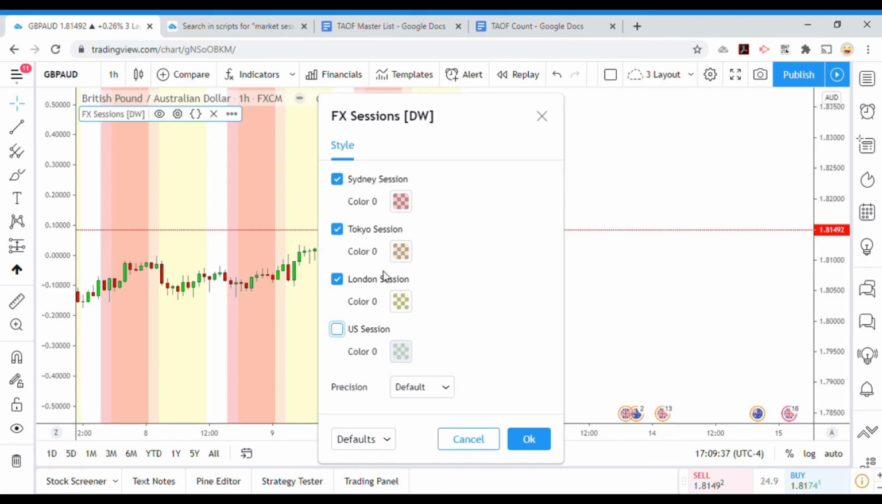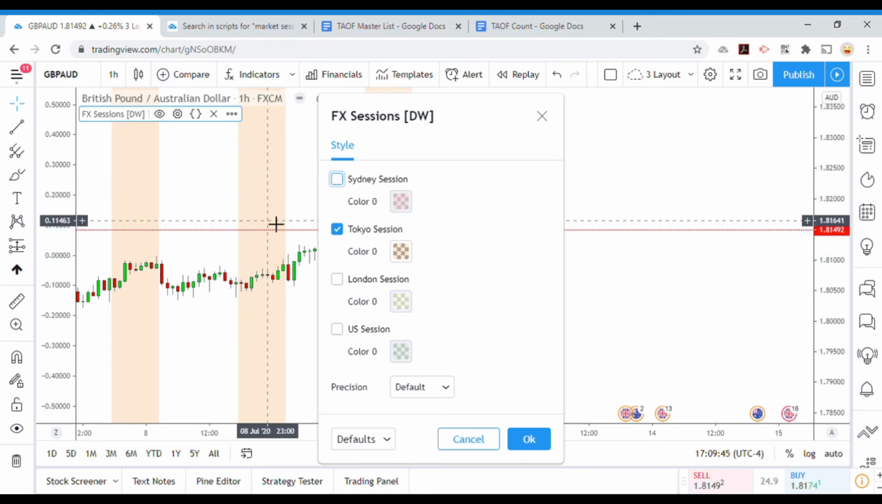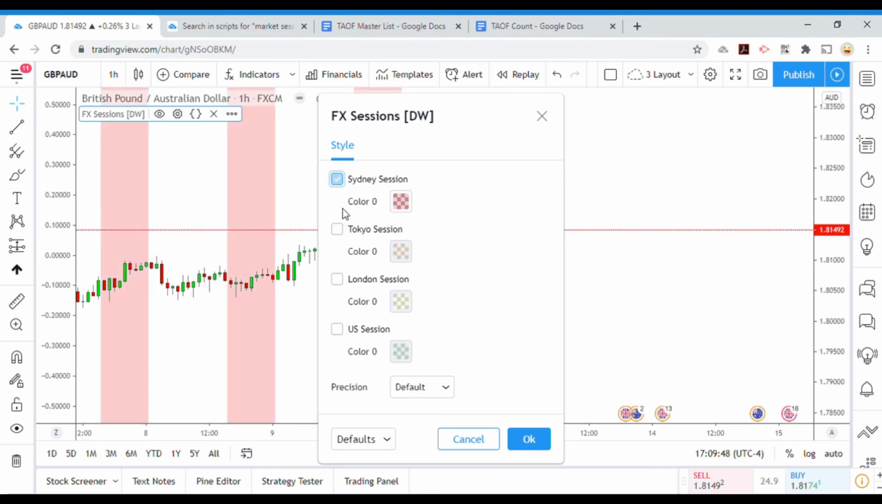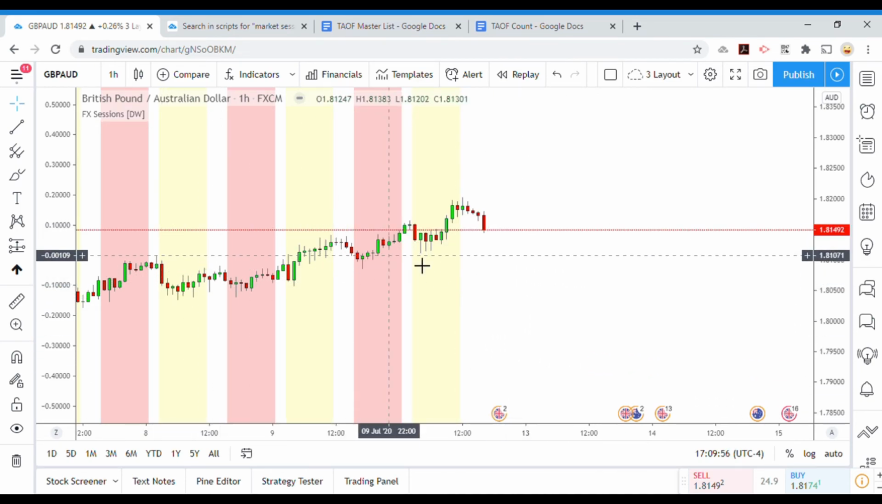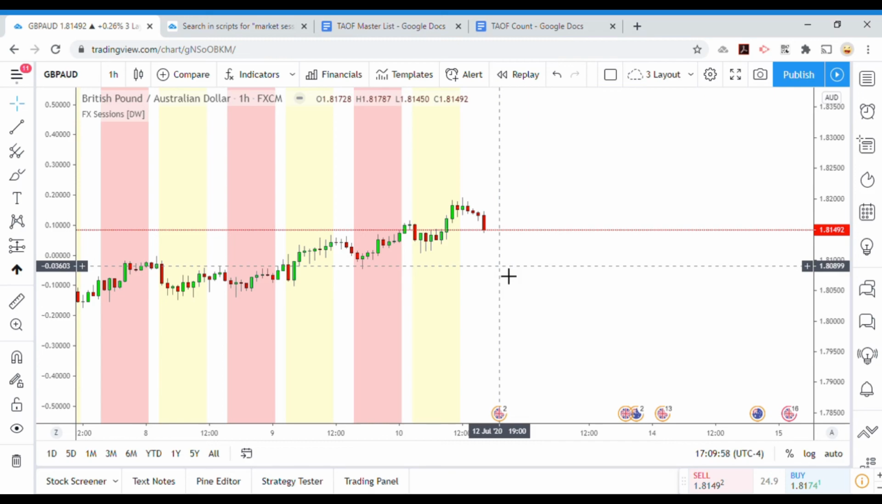If you want to turn off the US session, then it will just show the Sydney, the Tokyo, and the London session. If you want to turn off all of them but the Tokyo session, then you have the Tokyo trading day right there. If you want just Sydney, there's just Sydney. If you want London and Sydney, then there they are. And again, that's how this indicator works.